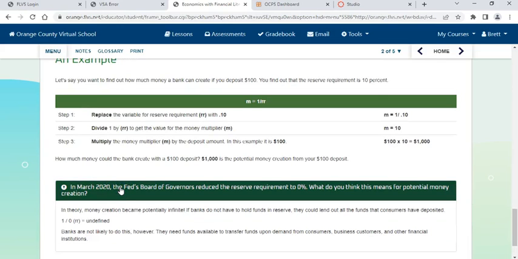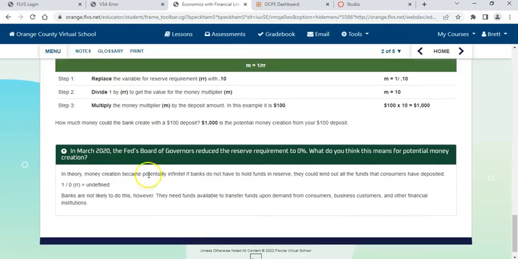And then in real world application, recently you saw that during the pandemic, the Federal Reserve lowered their reserve requirement. It used to be around 3%, and they lowered it down to 0, which means banks don't have to hold on to any of your money. They can lend it all out, so they can grow the money supply to basically an undefined amount if necessary.